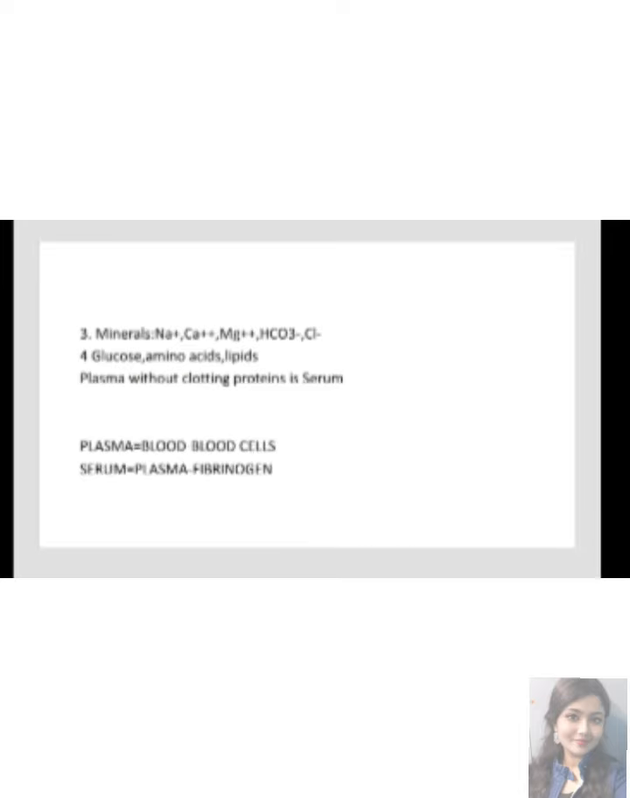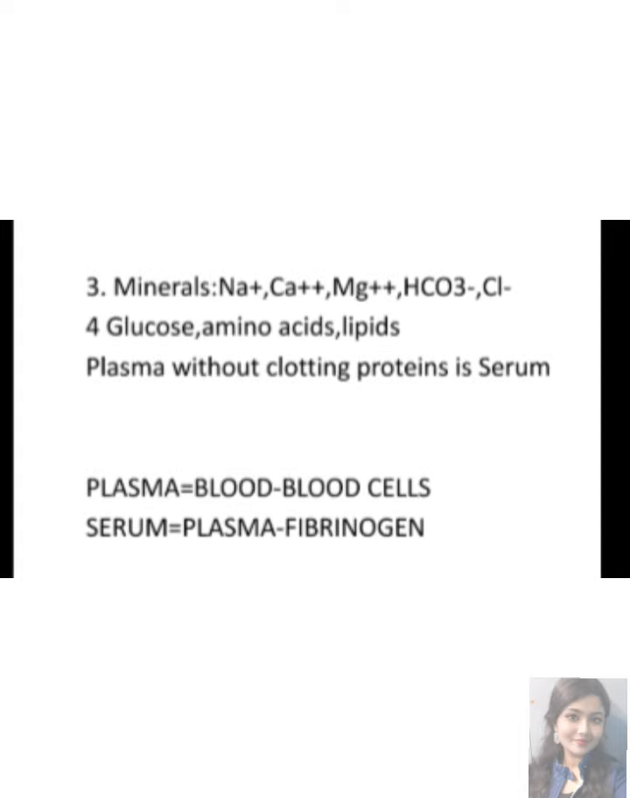Moving to the next slide, we can see that plasma also contains minerals like sodium, calcium, magnesium, bicarbonate ions, chloride ions. Other than this, there are glucose, amino acids, lipids. These are also found in plasma. And to be remembered, plasma without clotting proteins is called serum. So here I have made a note.